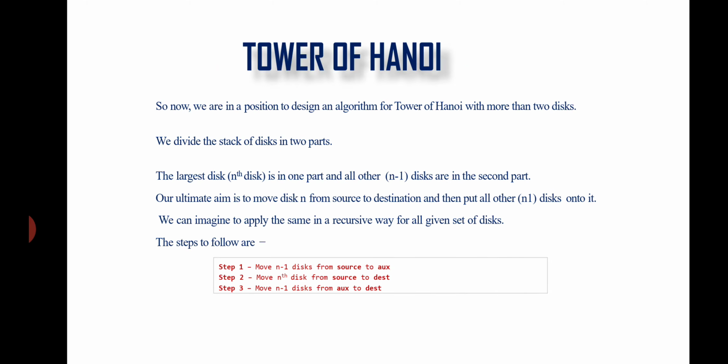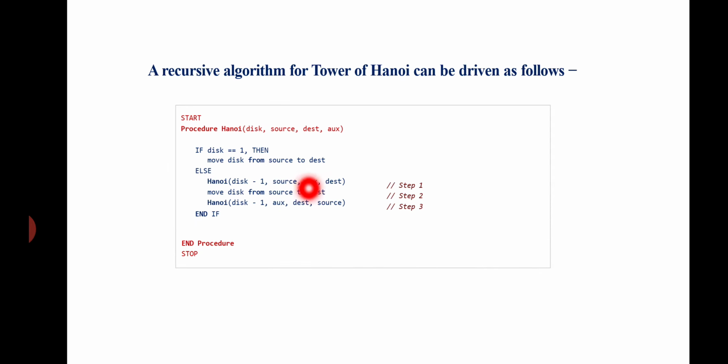The procedure we are using here is the same: source to auxiliary, source to destination, auxiliary to destination. That is what we have taken here, and that is how we can implement a recursive function.